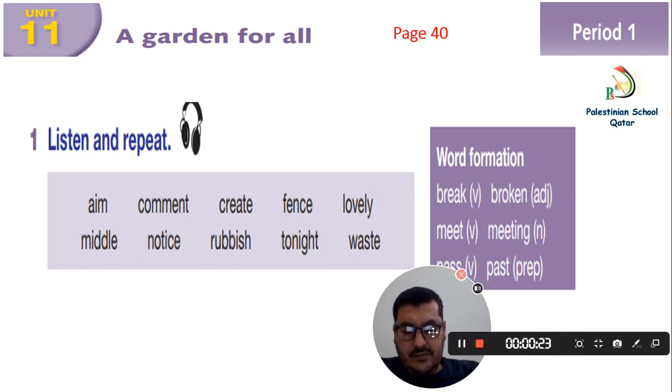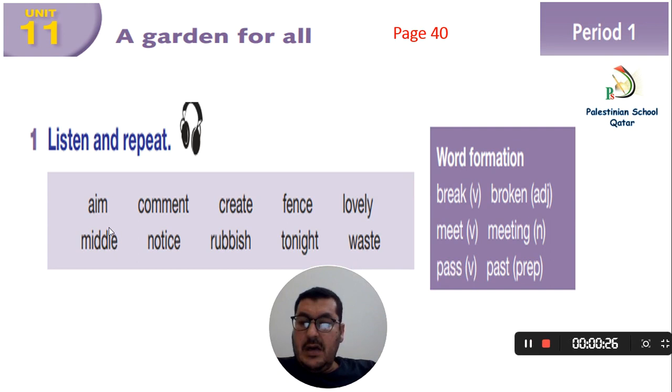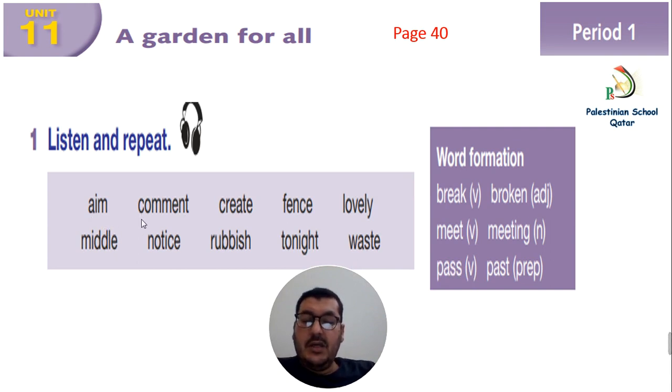Revise the new words. For example, the first one we have: aim, comment, create, fence, lovely, middle, notice, rubbish, tonight, waste. For word formation: break is a verb, while broken is an adjective; meet is a verb, and meeting is a noun. And the last, we have pass, verb, and past, preposition. These were the new words. We took them last lesson.